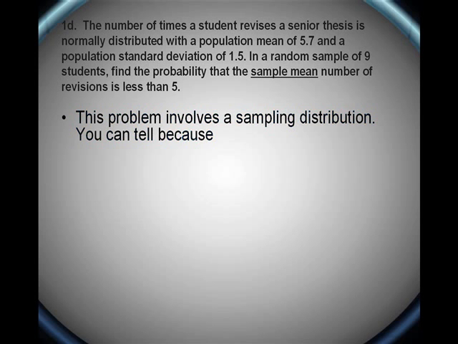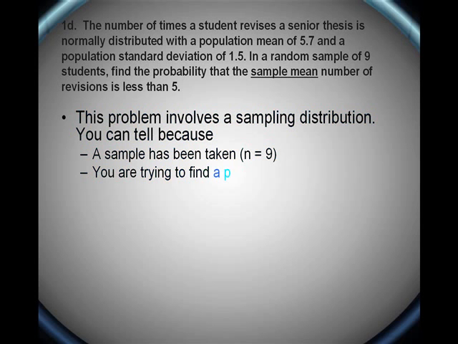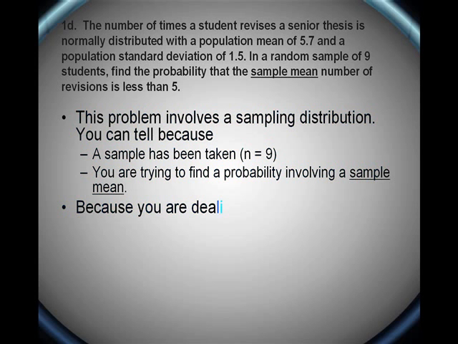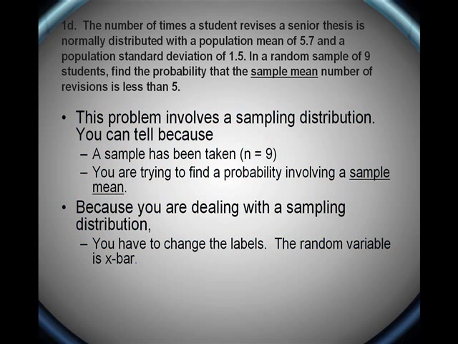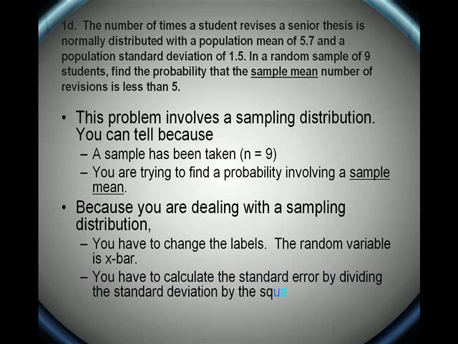So we're looking at a sampling distribution now, and you can tell, because we've taken a sample, n is equal to 9, and because the question involves a sample mean. Now what that means is we're going to have to change the labels. The random variable is now x bar, not x. And you have to calculate the standard error, in this case by dividing the standard deviation by the square root of n.